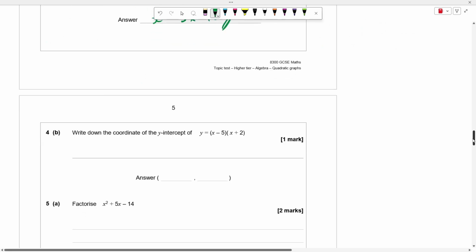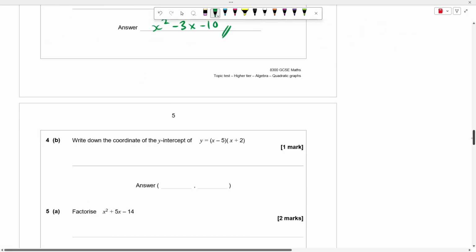Now for B, it says write down the coordinate of the y-intercept of this. Well, that's just going to be when x equals 0. So when x equals 0, we end up with 0 minus 5, 0 plus 2, which gives me minus 5 times positive 2, which equals minus 10. So that's going to have the coordinate 0, minus 10.